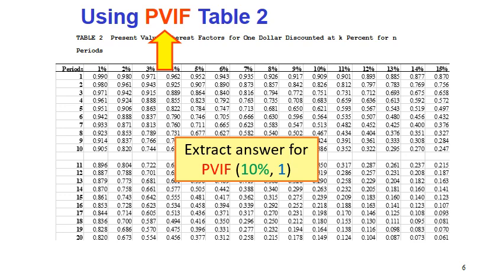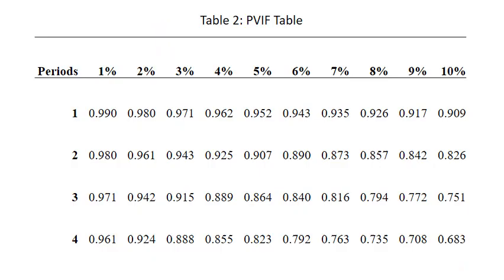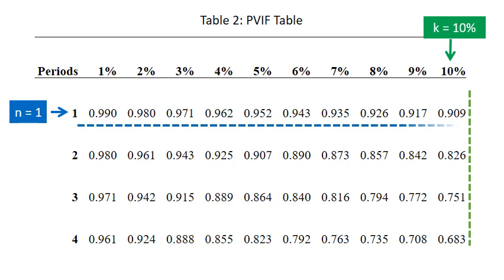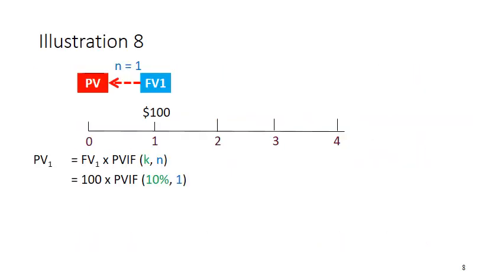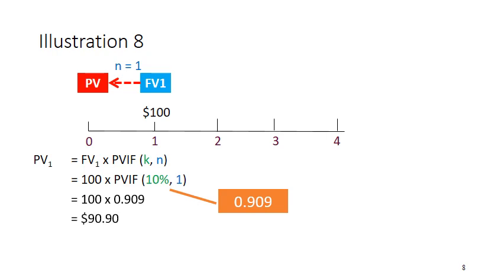Next, we'll find the answer. We have given K and N. So the intersection is the answer. So we know the answer from the table is this. Substitute the figures in, and we find the answer is 90.9.